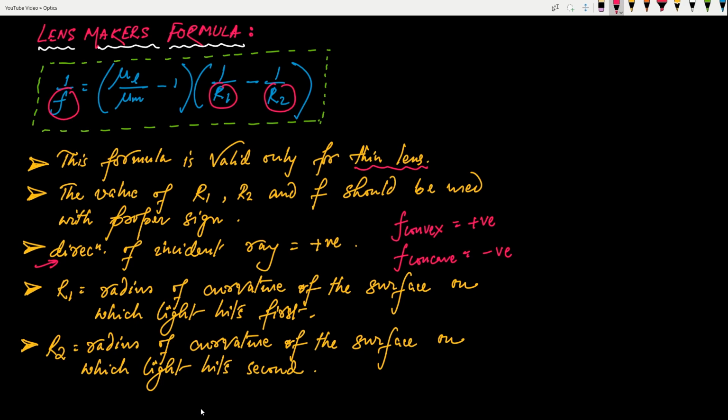Now, which surface should be taken as R1 and which as R2? The radius of curvature of the surface on which light hits first should be taken as R1, and the radius of curvature of the surface on which light hits second should be taken as R2. So these are the points you need to remember while using this formula. I hope this is clear. Now I'll look into some numerical problems in order to solidify the concept of the Lensmakers formula. So let's jump into that.